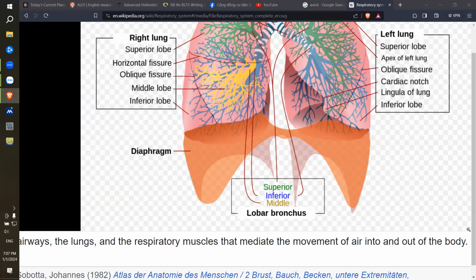And when the diaphragm relaxes, it pushes the lung upward, right? It pushes the lung up, and it causes an increase in pressure inside the lung, right? And pushes the air out.